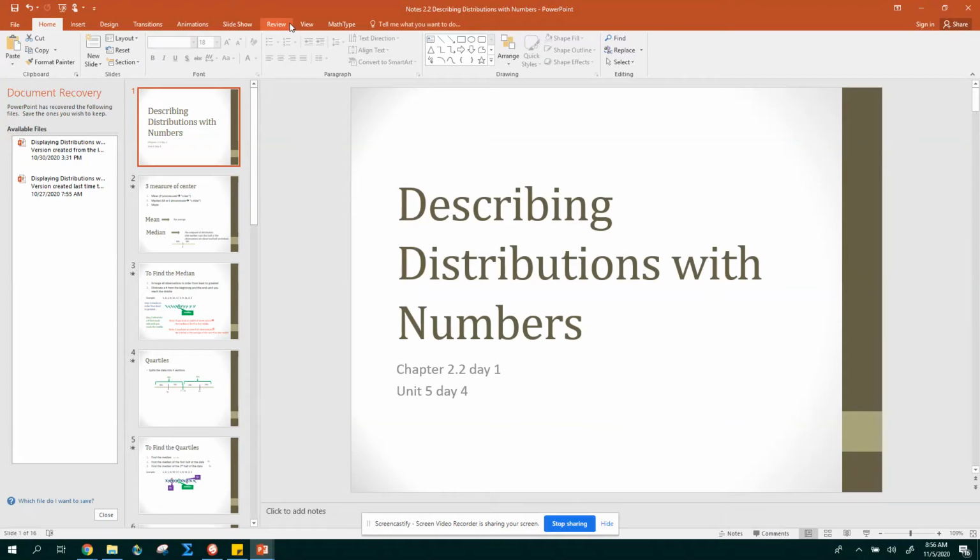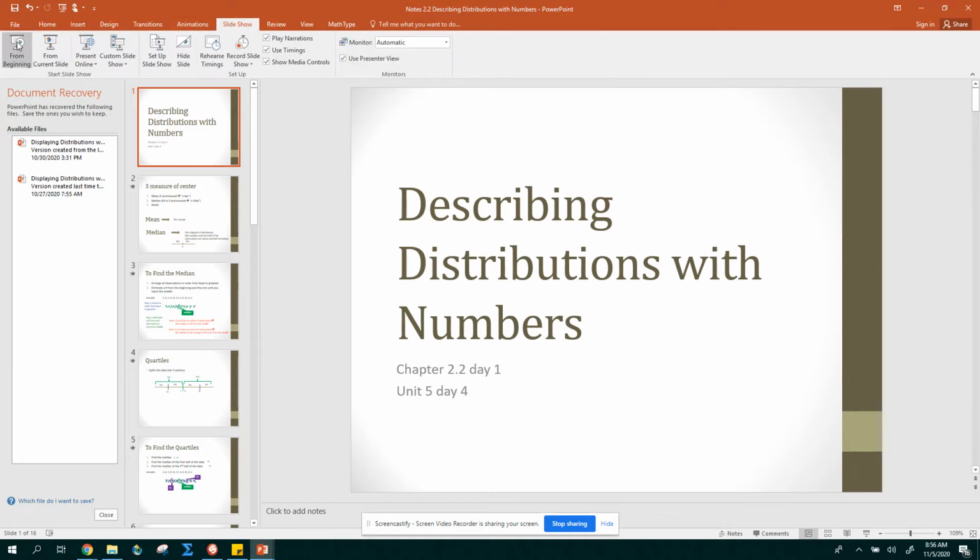Morning. Today we're going to do describing distributions with numbers. That's chapter 2.2, and this will be day 1. Let me start this from the beginning.